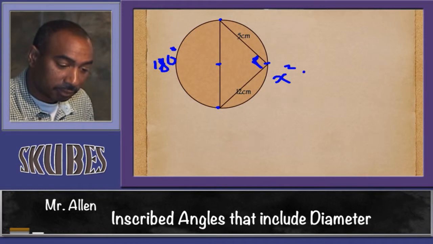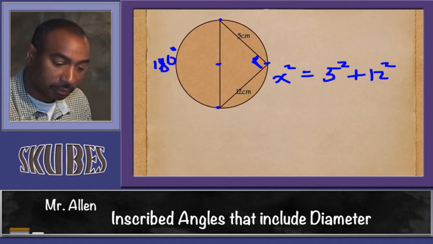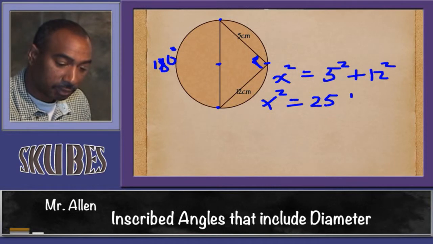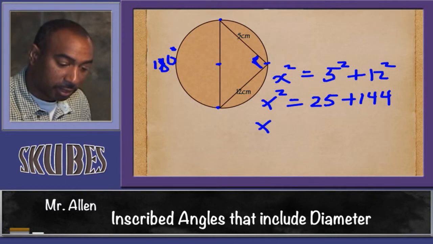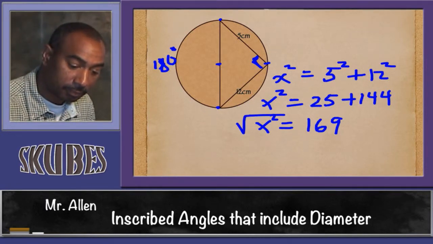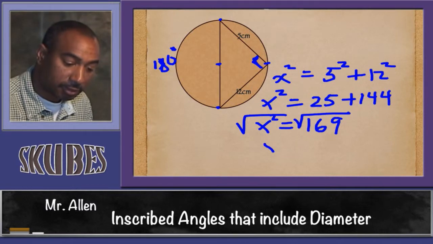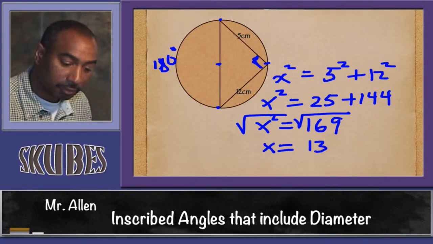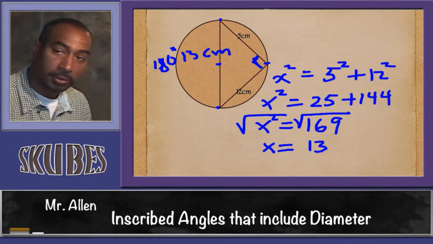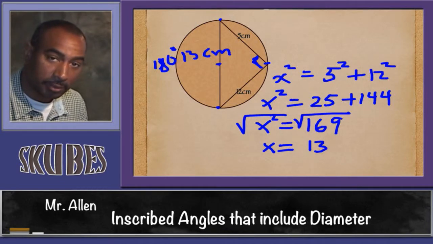So I have x squared equals 5 squared plus 12 squared. So x squared equals 25 plus 144. So we have x squared equals 169. You're going to take the square root to both sides. This tells us that x has to be 13 centimeters in this case. This concludes the lesson on inscribed angles that include the diameter.